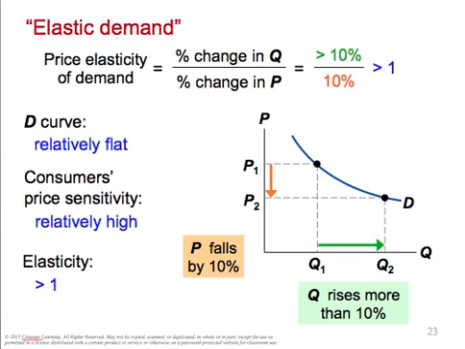Now here's elastic demand. Okay, the demand curve is relatively flat. Consumers' price sensitivity is relatively high, and elasticity is greater than 1. So we had a price change that fell. The price fell by 10%, but the quantity rose by greater than 10%. So there was a significant reaction to the price change.